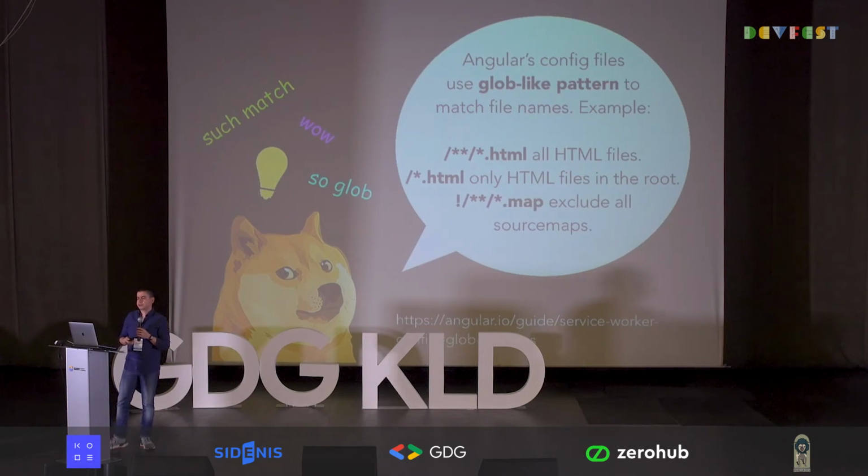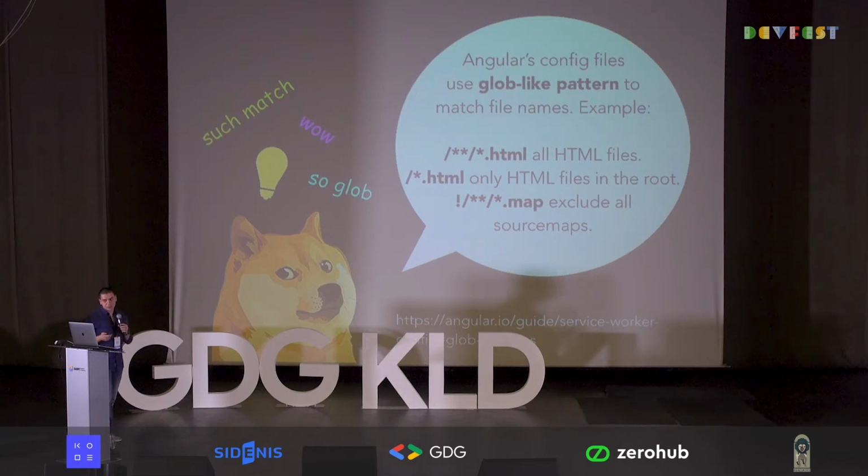Angular's config files use glob-like patterns to match file names. This is another tip. So you can use this one to match all the HTML files, for instance, and this one to only match the files in the root, and this one to exclude all the source maps.